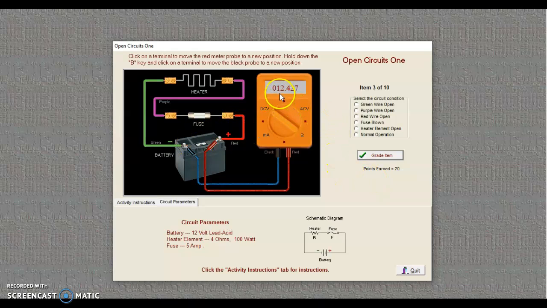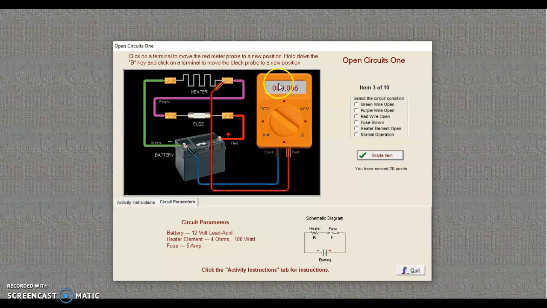Here our source voltage is 12.426. I'm going to come on the other side of the fuse. Okay, and notice I'm still pretty much 12.4, so I do have an open somewhere in here. I need to find that open. I can look here, and okay, I know that the heating element actually is not our problem. It's our purple wire that's open here.